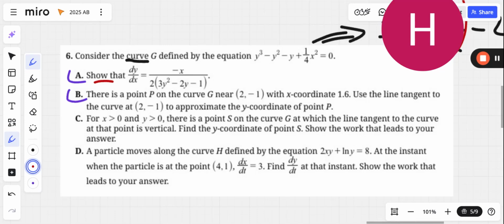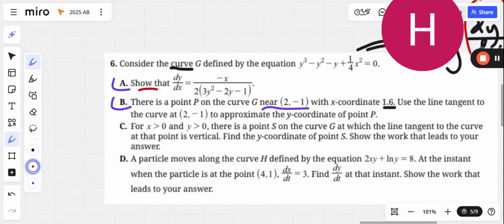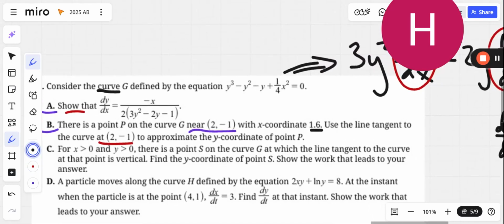All right, part B. There's a point P on the curve G that is near 2 comma negative 1 with x coordinate 1.6. It wants us to use the line tangent to the curve at 2 comma negative 1. So maybe 2 comma negative 1 is on there. Maybe I'm misunderstanding this. There is a point P, on the curve G, near 2 comma negative 1 with x coordinate 1.6. That makes it seem weird.